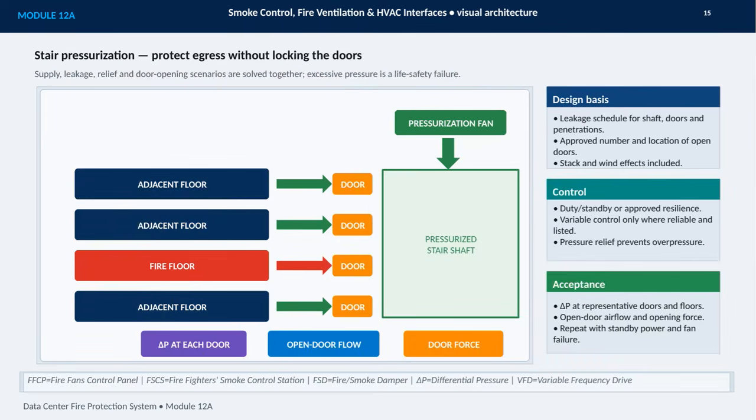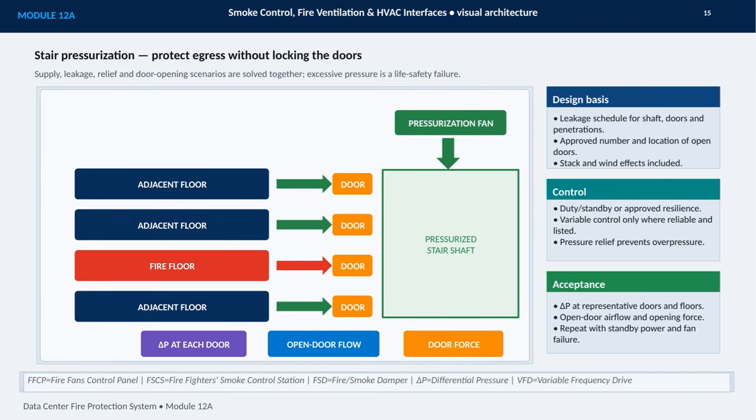This slide focuses on stair pressurization, with one central objective: protect the egress path without making the doors difficult or impossible to open. A pressurization fan supplies air to the stair shaft, creating a pressure difference between the stair and adjacent floors. But that pressure is not designed in isolation.